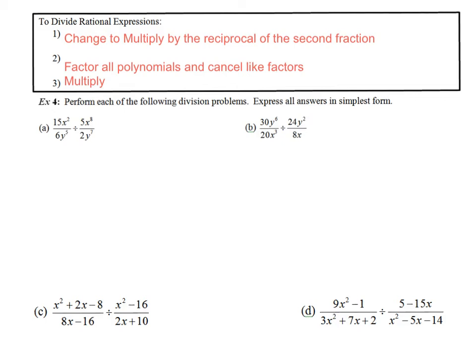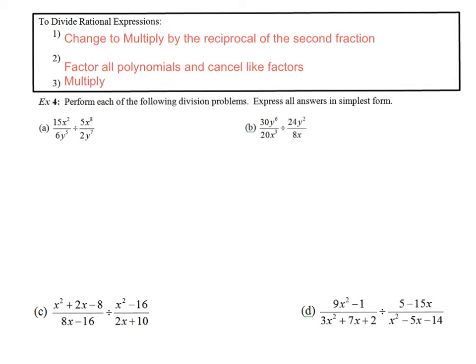We'll continue like we did with multiplication after that original step: we will factor all the polynomials and look for like factors to cancel. Then whatever's left in the numerator will multiply, and whatever's left in the denominators will multiply.